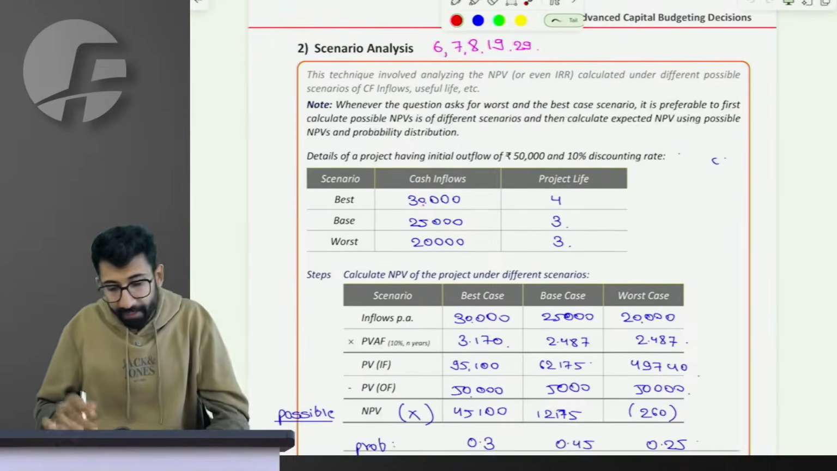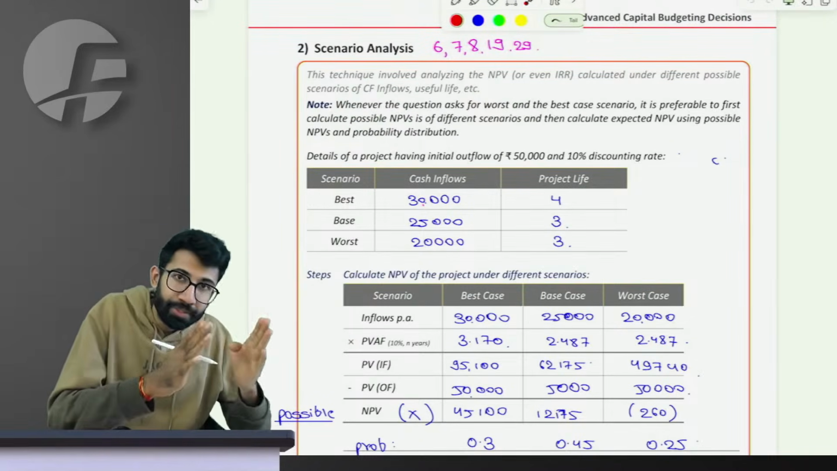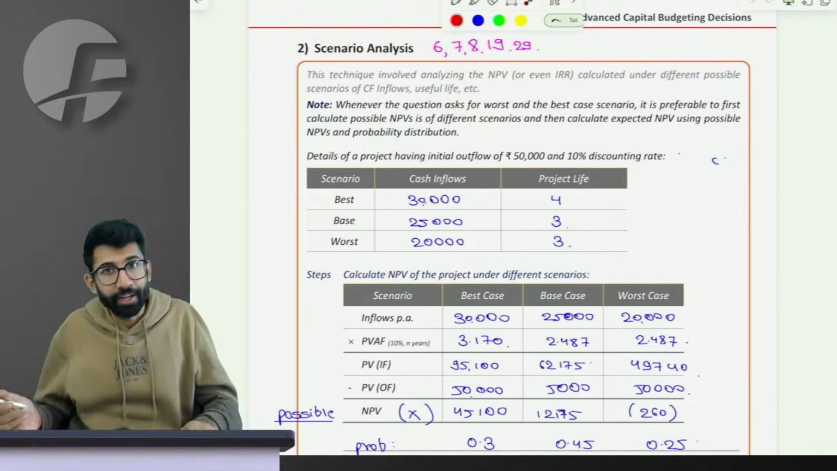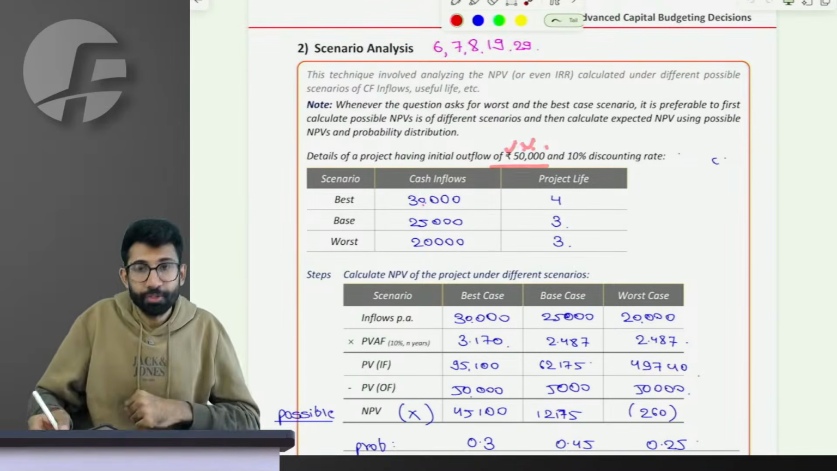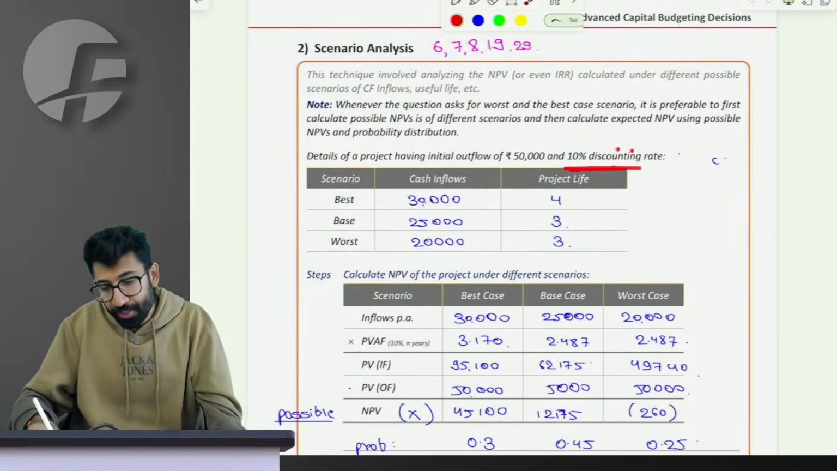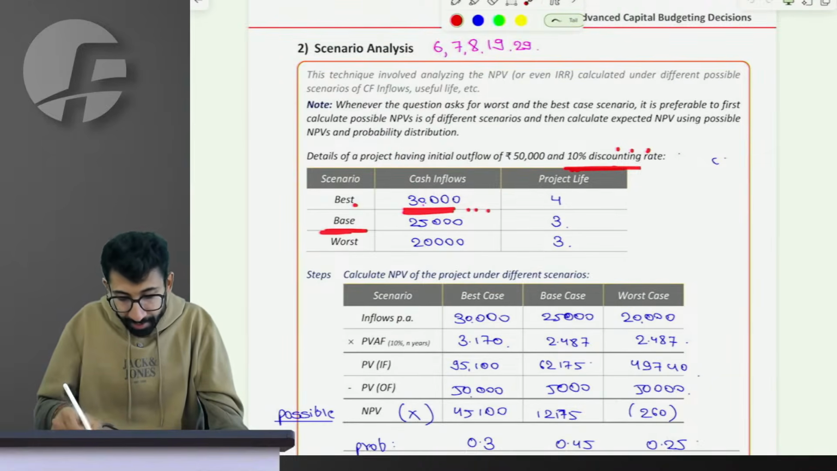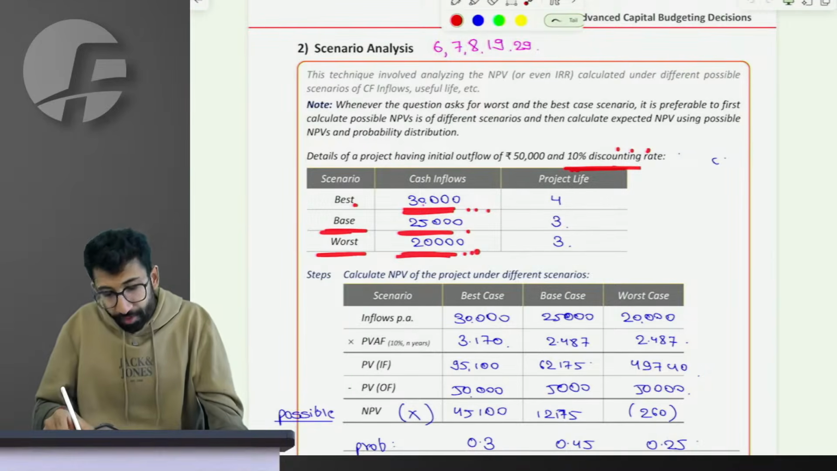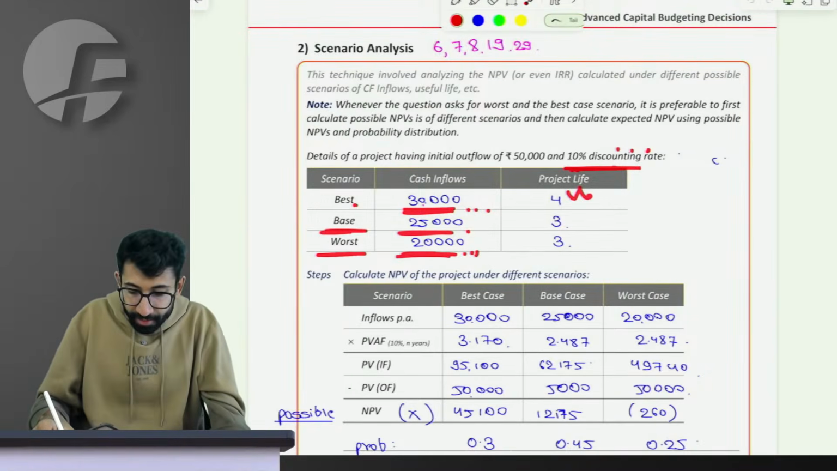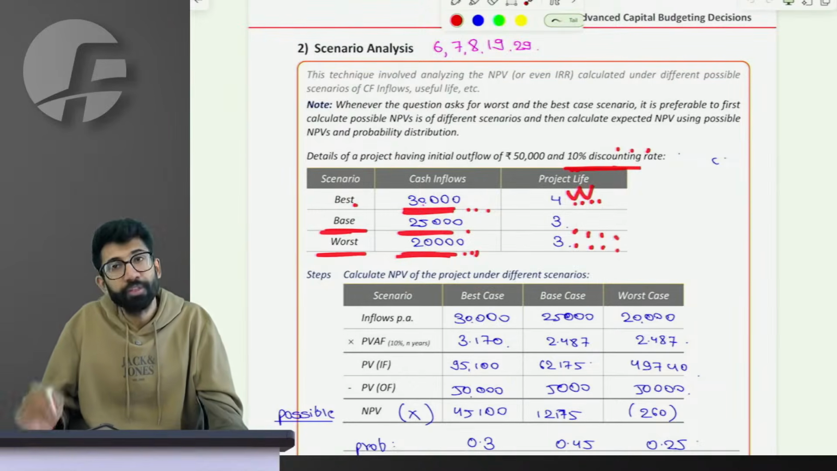Scenario analysis, people in the class, says you have to evaluate individual scenarios that a project can have. For example, sir, I have to invest 50,000 rupees in a project. The 10% discounting rate is there for my project. In the best case, the project will give me a cash flow of 30. In the base case, it will give me an annual cash flow of 25. In the worst case, it can give me 20,000 cash flow. In the best case, the project can have a life of 4 years. In the base and the worst case, the project can have a life of 3 years.